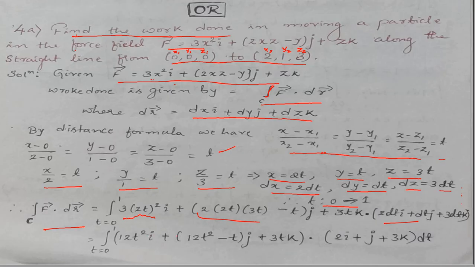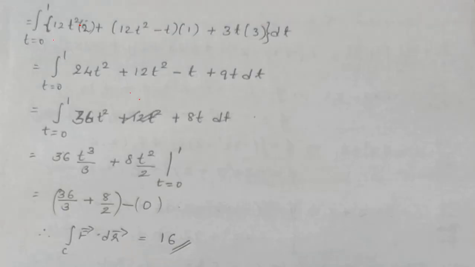I got, after simplification, this simplified form. Now I have multiplied the coefficients of i, j, k, and after multiplying them, I took the simplification further. I got the integrand as 36t square plus 8t dt. Then integrate this with respect to t.